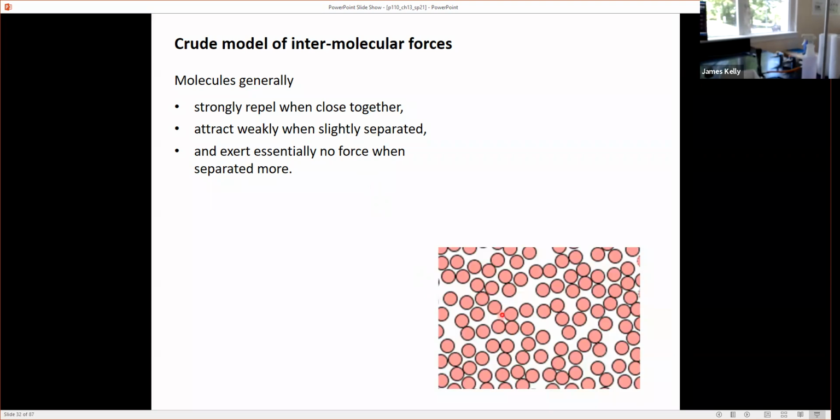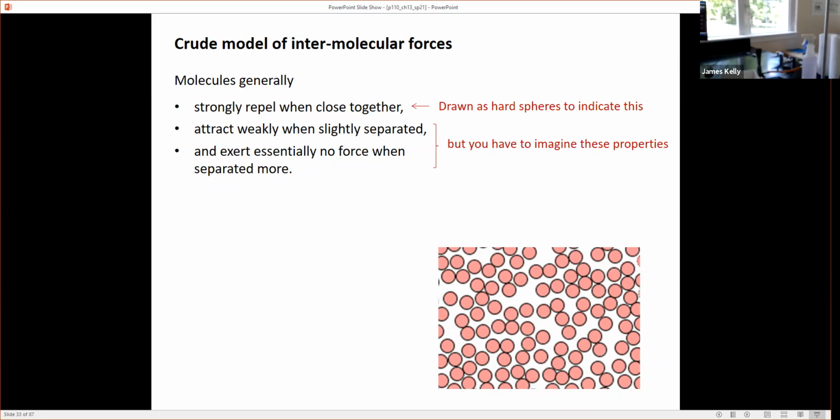But the fact that they're overall neutral, right? If we've got a gas of nitrogen or something like that, and unless it's super hot, almost all the nitrogen atoms are going to be neutral. And so when they're separated by a substantial amount, it's just a neutral molecule and another neutral molecule. Electrically, they're not interacting with each other.